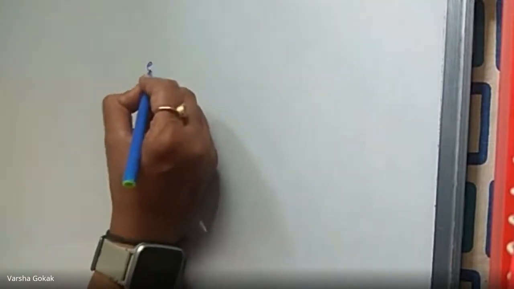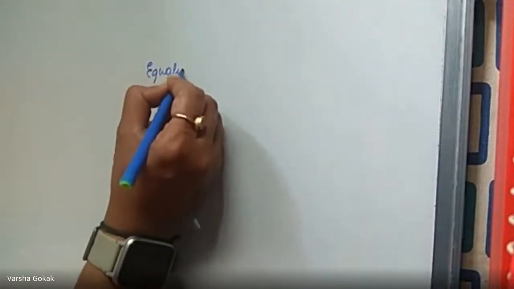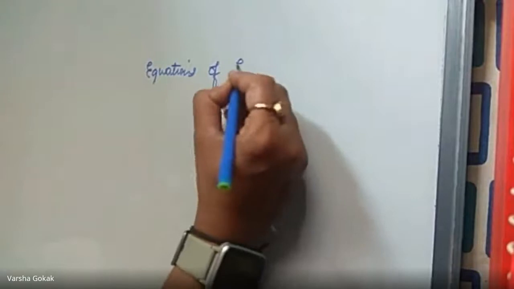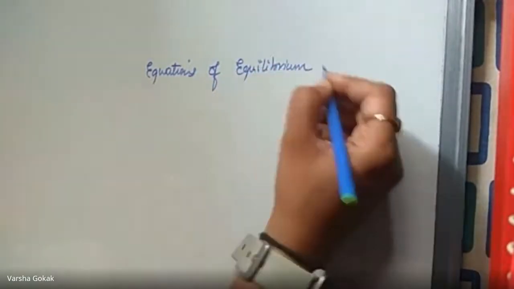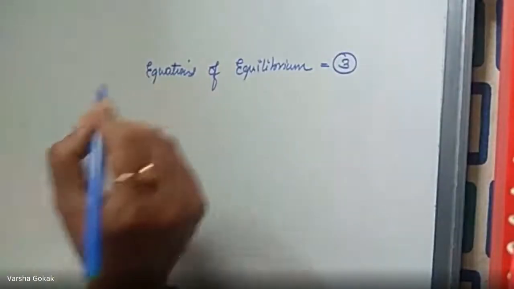Okay. Now we will take up a small beam and I want to find the reactions for the beam. So before that, what are the equations of equilibrium? How many equations are there? 3, ma'am. There are three equations of equilibrium. Which are those three?